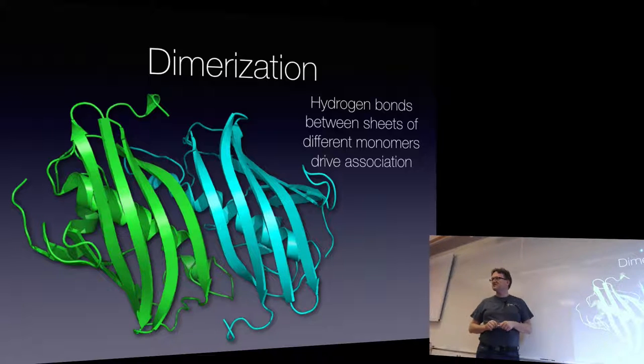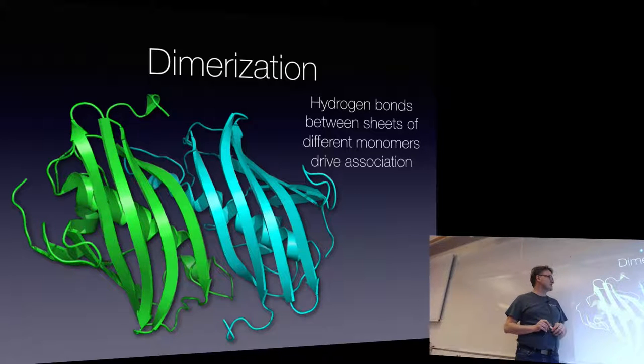And here the complication is that when you're seeing something in a crystal, it could be that it's a dimer in the crystal, but in solution it would break apart. Or it could be the obvious other thing, that in the crystal they're isolated, but in solution they would form dimers.